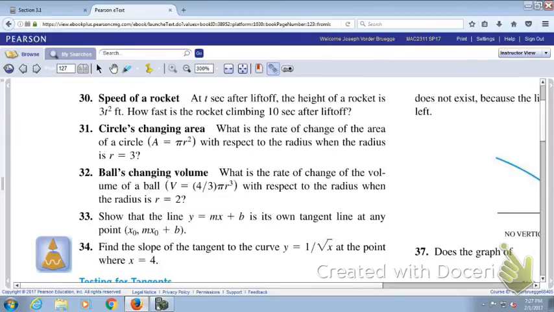Let's do one more of those. Let's look at number 30. If balls don't excite you, maybe a rocket will. At t seconds after liftoff, the height of a rocket is 3t squared feet. How fast is the rocket climbing 10 seconds after takeoff? All right, so they gave us a function. Right? I could call it a of t for altitude. And a of t was 3t squared.